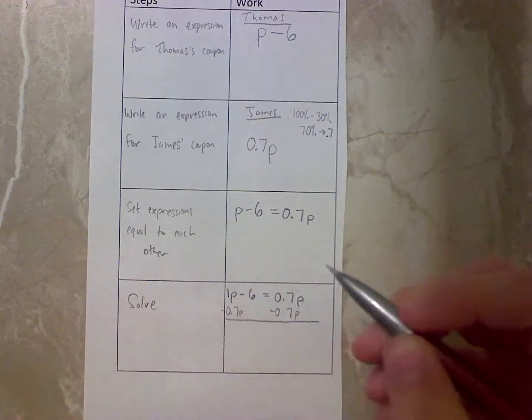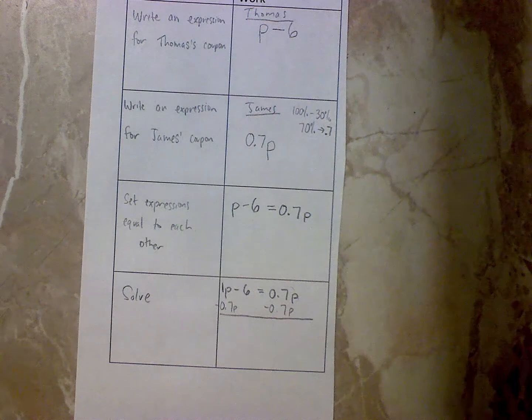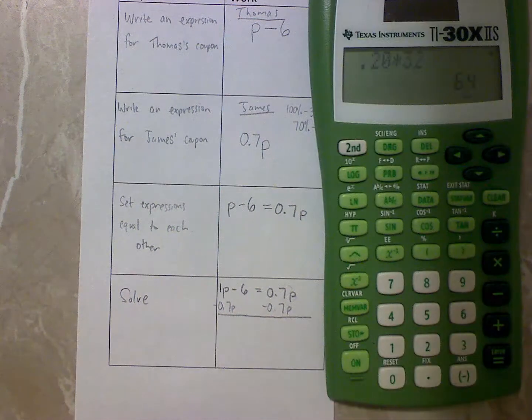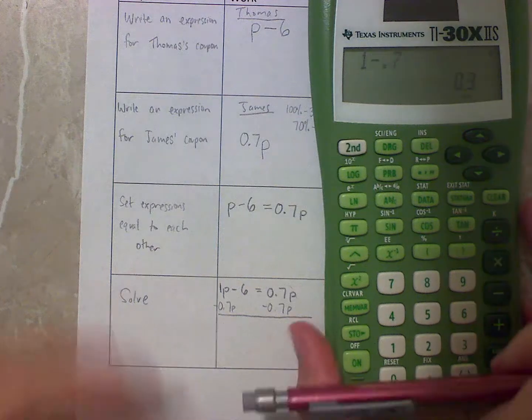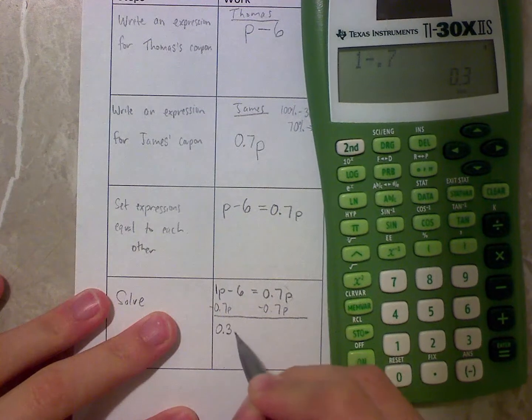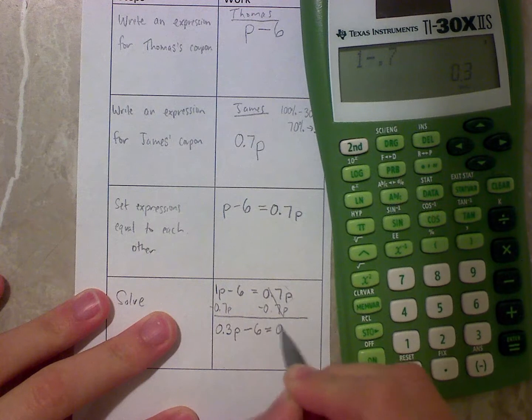So 1 minus 0.7, this is the same as $1 minus 70 cents, but if you're not comfortable with the math, that's fine, right? You just use the calculator. There's no judgment on using it. You get to use it on the midterm. This is 1 minus 0.7 is 0.3. So I get 0.3P minus 6 equals this, cancel that, and it's 0.